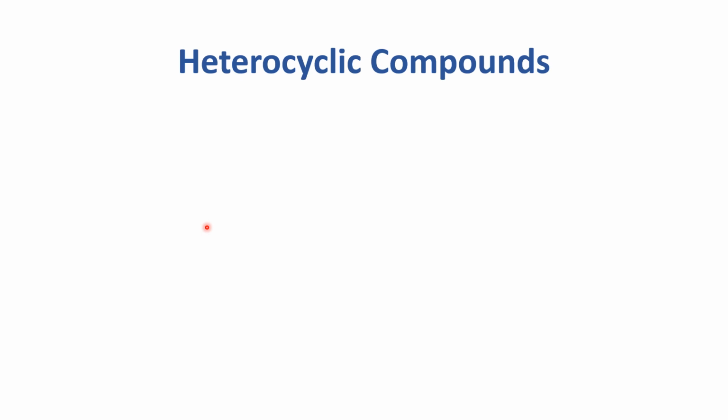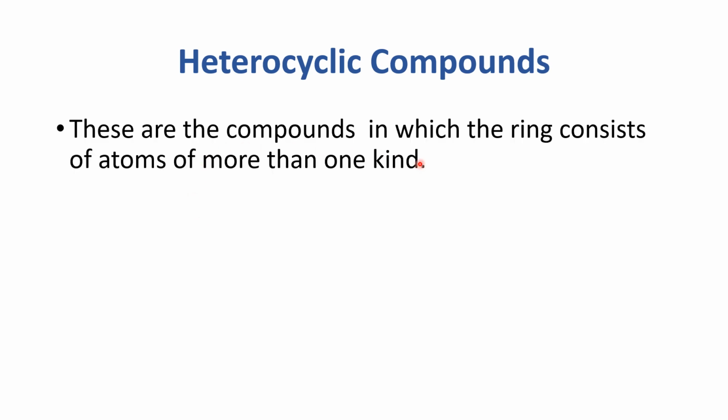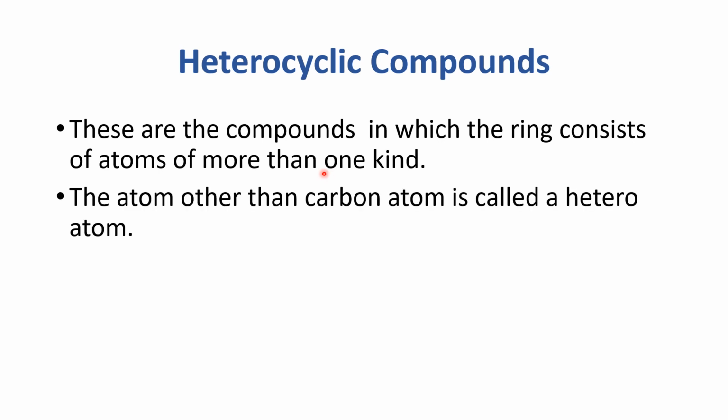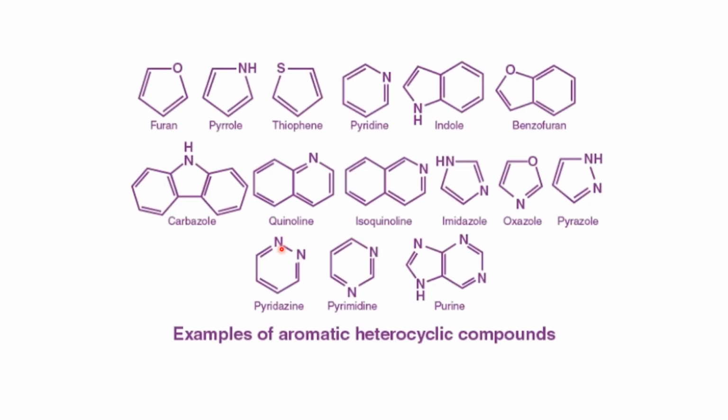The next are the heterocyclic compounds. These are the compounds in which the ring consists of atoms of more than one kind. The atom other than the carbon atom is called a heteroatom. Here we have some examples like furan, pyrrole, thiophene, pyridine, pyrimidine, purine. These are enough for you.